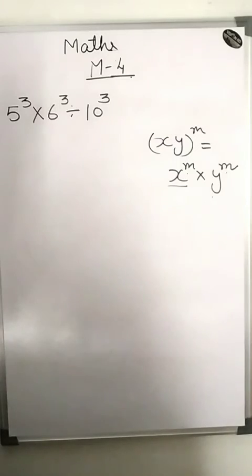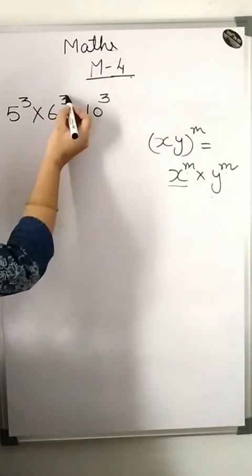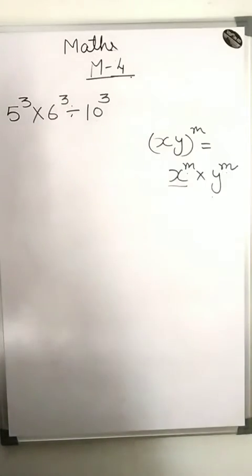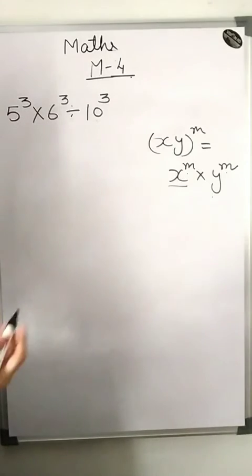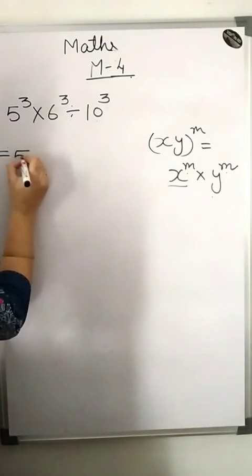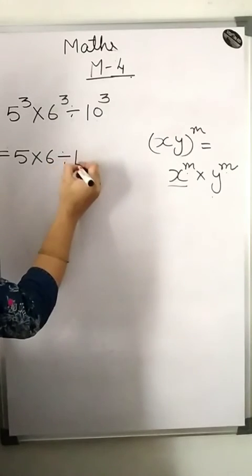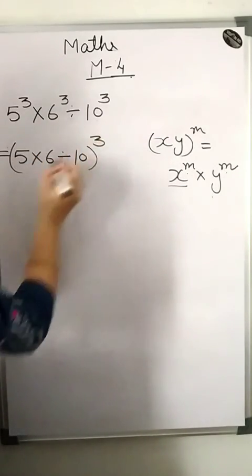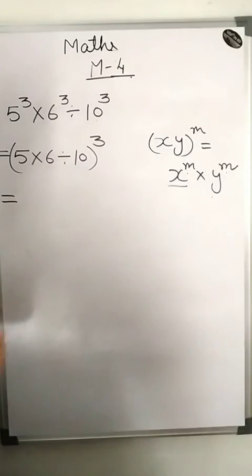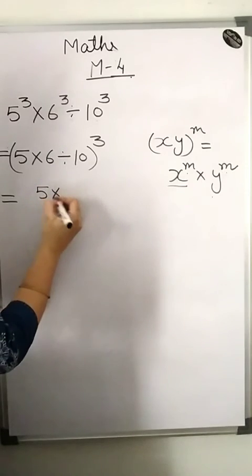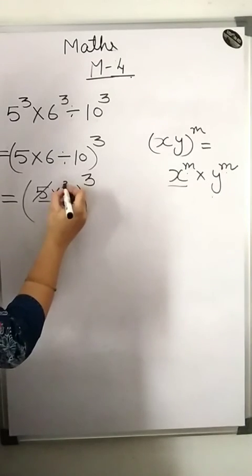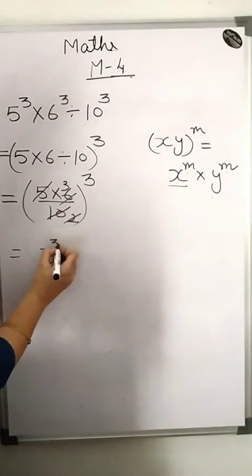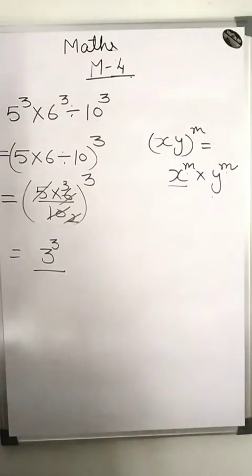Now the another question is 5 to the power 3 multiply 6 to the power 3 divided by 10 to the power 3. Here all the powers are same, but the bases are not same. So what we do here, we can write 5 multiply 6 divided by 10 whole to the power 3. We can write the power outside the bracket, and this one we solve. Division, so we solve it: 5 6s are 30, 30 divided by 10 is 3, so this is equivalent to 3 to the power 3. So this is the answer of this question.